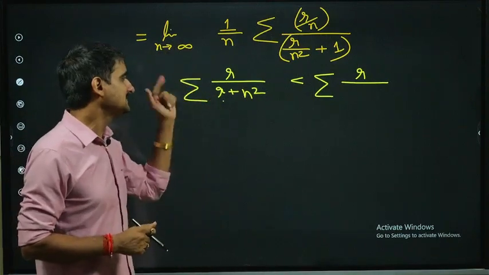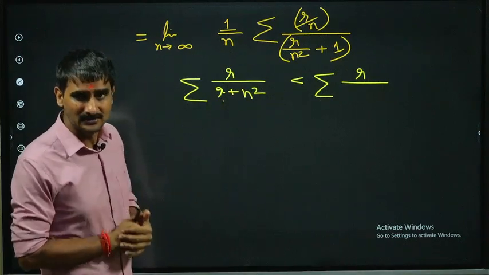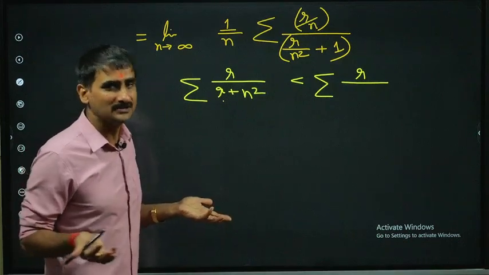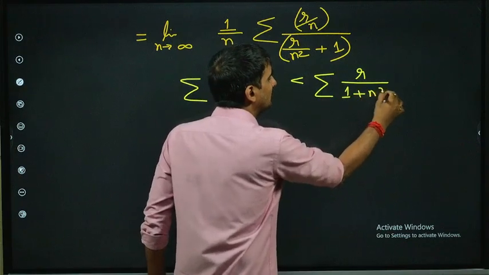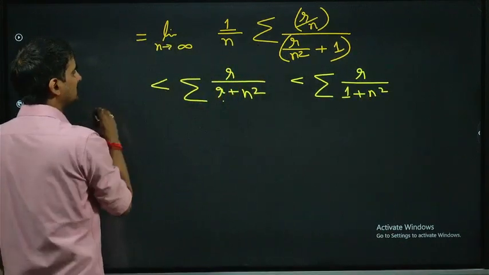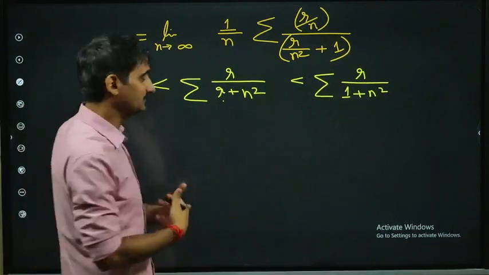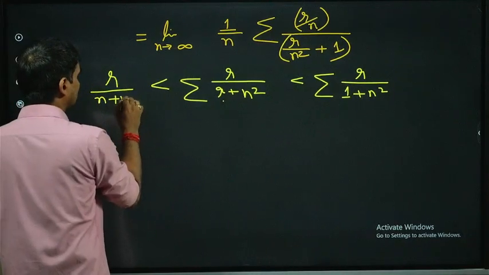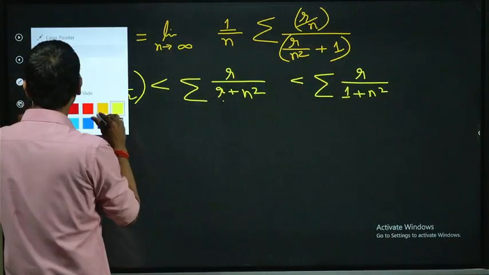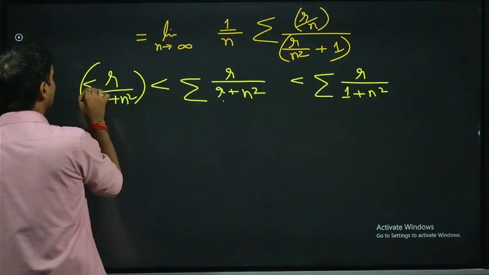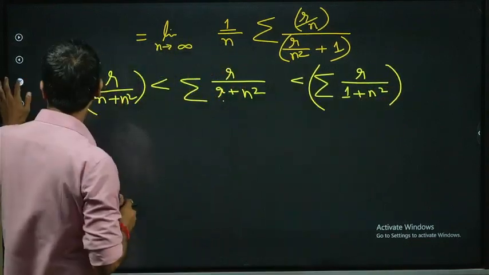So while writing it, see, it will be less than, of course, when the denominator is minimum, the entire expression is maximum. So the minimum value of r is 1, so I will replace it with 1 plus n square, and then it is greater than r upon, of course, when the denominator is maximum, the value is minimum, so n plus n square. But is it sufficient? Of course not, okay. So I will be putting the summation sign here also, because that's the summation everywhere. Now that's it. Okay, now let's solve the summation.